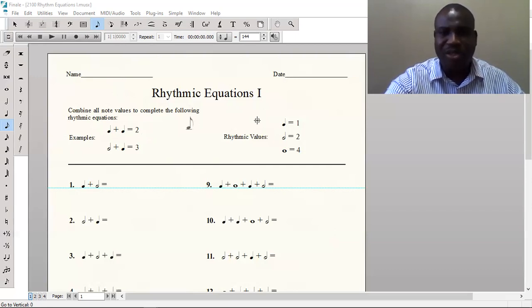Why? Because 1 crotchet is 1 beat. So if you add 2 crotchets, you have 2 beats. Let's say 1 crotchet is 1 CD. So if you add 1 CD plus 1 CD, you get 2 CDs. All right. The same way, we also have half note, which is 2 beats, or you can say it's 2 CDs. So if you add 2 half notes together, what do you get?